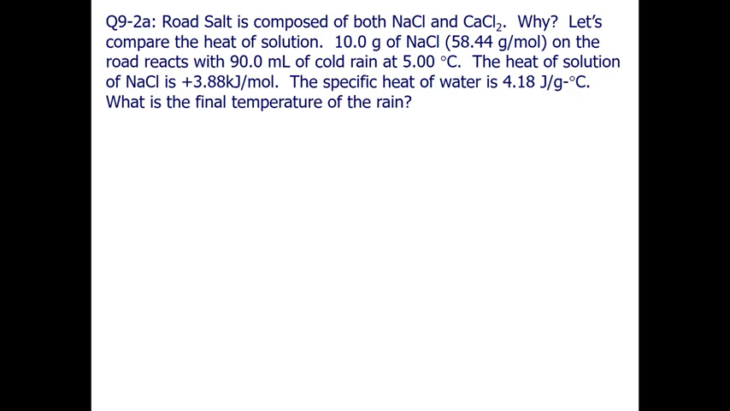However, road salt is a mixture, and part of that has to do with the enthalpy of solution. So we're going to compare what happens when 10 grams of sodium chloride and later 10 grams of calcium chloride are dissolved into cold rain. We'll start with 10 grams of sodium chloride on the road reacting with 90 mL of cold rain at 5 degrees Celsius. The heat of solution of sodium chloride is plus 3.88 kilojoules per mole, and we're given the specific heat of the water. We want to know what is the final temperature of the rain.